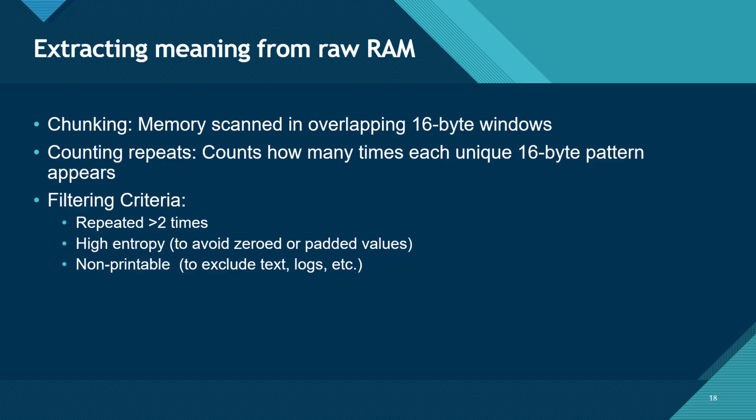So our Python analysis script scans overlapping 16-byte windows across the dump, counts repeated values using collections.Counter, filters out printable strings, low entropy chunks, and other filler data. It then also searches for exact or fuzzy matches to our known key using Hamming distance. This pipeline cuts through the noise and highlights likely candidates.